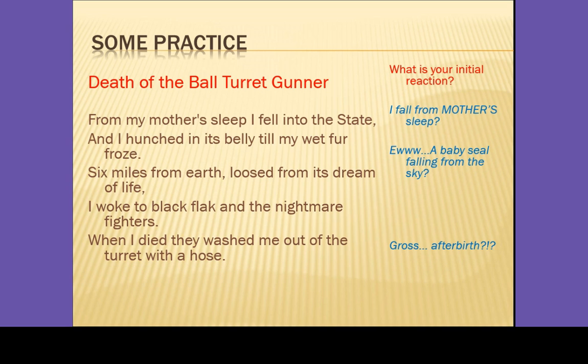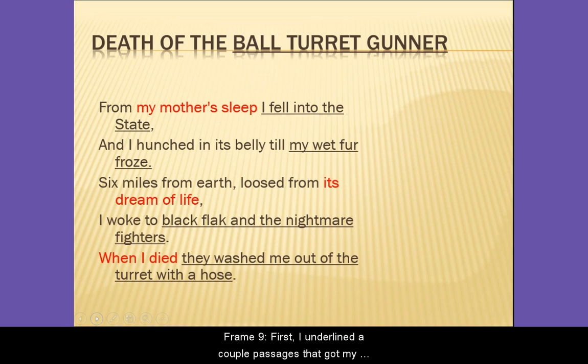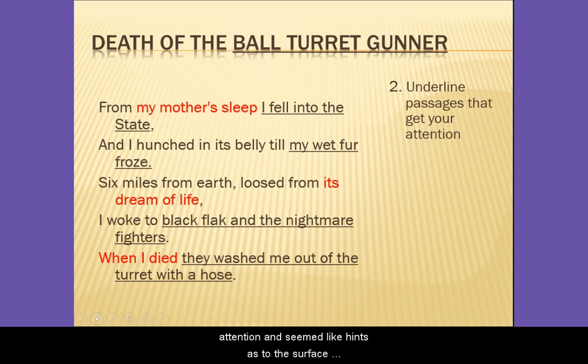Next, I underlined a couple passages that got my attention and seemed like hints as to the surface meaning of the poem. In the first underlined phrase, since state is capitalized, it seems to represent some sort of government authority. It isn't quite a dictatorship, but it does connote military rule. The idea of wet fur suggests two things. First, that the speaker is young and wet behind the ears, and that it is wet and cold in the speaker's environment. Perhaps ideal for a seal, but not a young human.